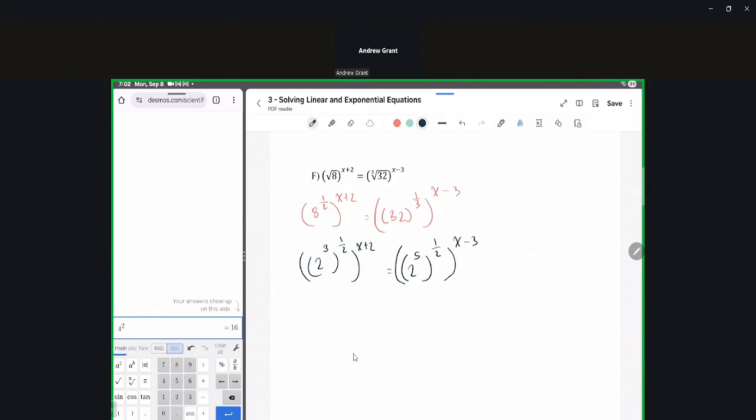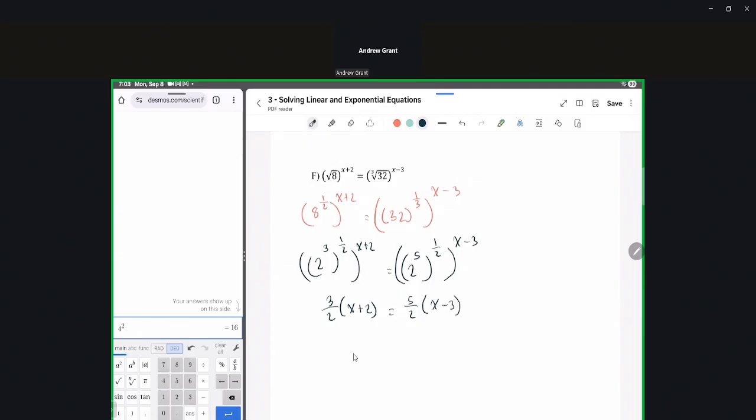Now at this point, the bases are the same, so we can work with the exponents, but we'll just go ahead and simplify the exponents down a bit first. And so we have here that 3 times 1/2 will be 3/2, so it'll become 3/2 multiplied by the quantity x plus 2 is equal to 5 times 1/2, which will be 5/2, times the quantity x minus 3.